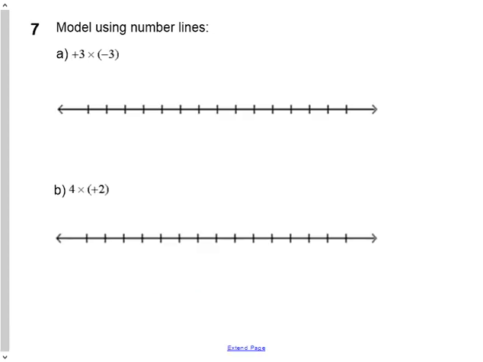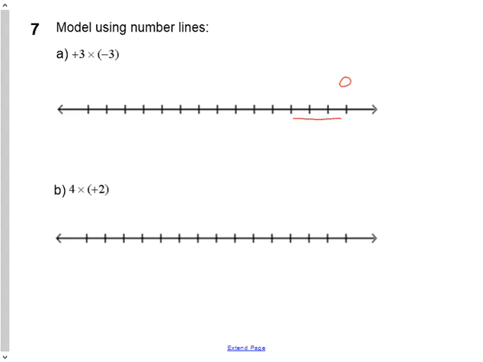Question 7 says model using number lines. So we have adding three groups of negative 3. So I'm going to make this 0. And this, of course, will be 1, 2, 3, etc. Don't bother labeling, but you get the idea. So if this is 0 here, adding one group of oh, that's not right. How can I do that? Oopsie daisy. If I'm adding three groups of negative 3, I got to start over here. So 0 has to go over here.